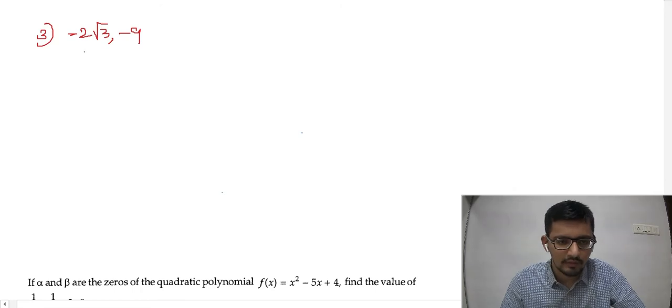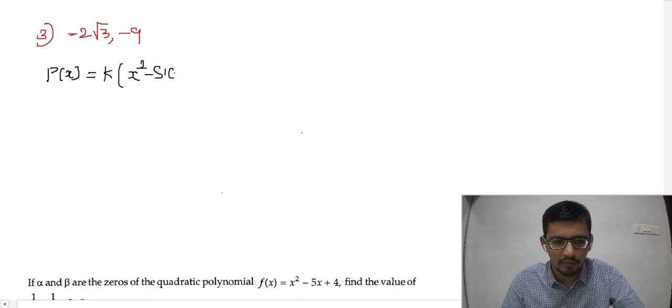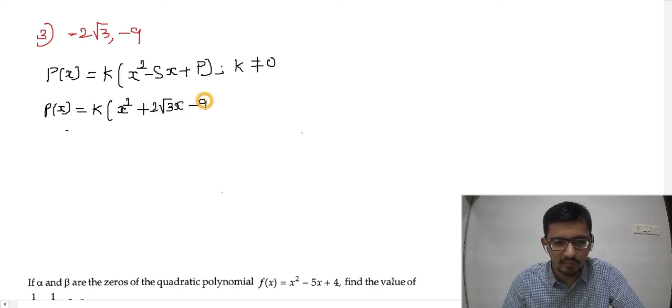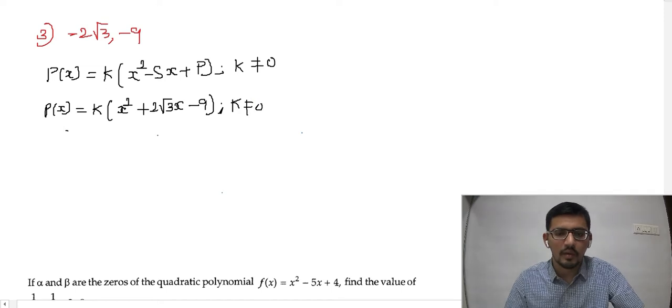So listen, these are the sum and product. When sum and product are given, how do we find the polynomial? That formula we already discussed. What was the formula? P of x is equal to k into x square minus sum into x plus product, and of course k cannot be 0. So what will be the polynomial P of x? I will write k x square. Here the minus is as per the formula, and the sum is also minus 2 root 3, so ultimately minus minus is plus, so x square plus 2 root 3 x, and the product is minus 9, so plus minus 9, and k is not equal to 0. Okay, so this is the required polynomial.